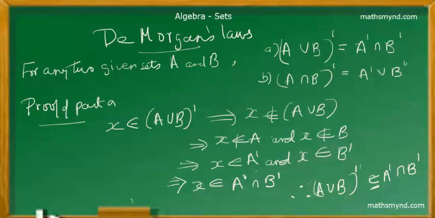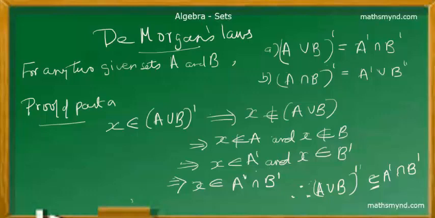And now let's go to the proof of the first part. That is (A union B) complement is equal to A complement intersection B complement. As in the case of all such proofs, we have to choose an arbitrary element, and X is chosen as an element of (A union B) complement. And now (A union B) complement, what does it mean?